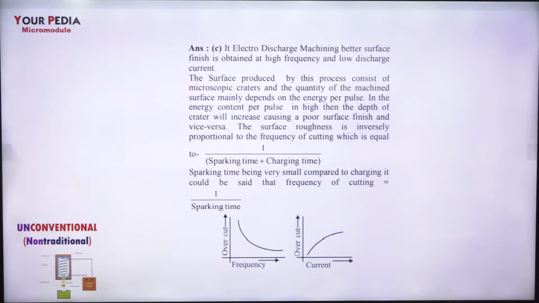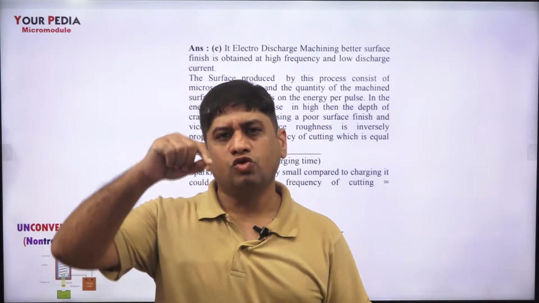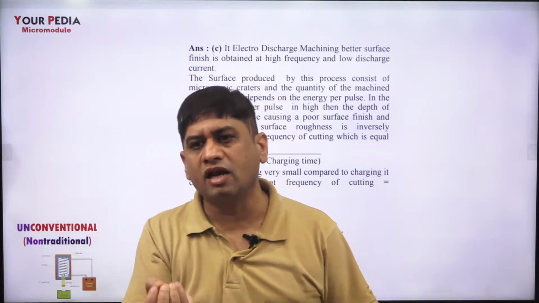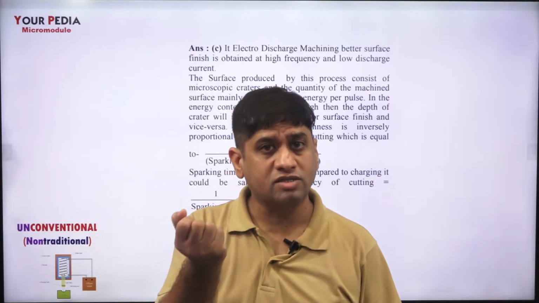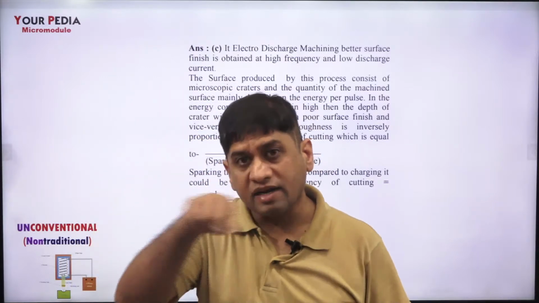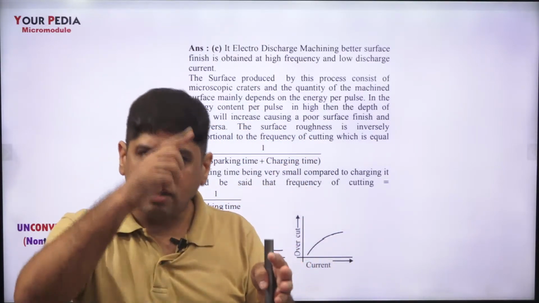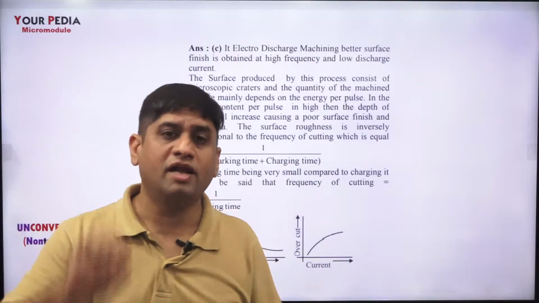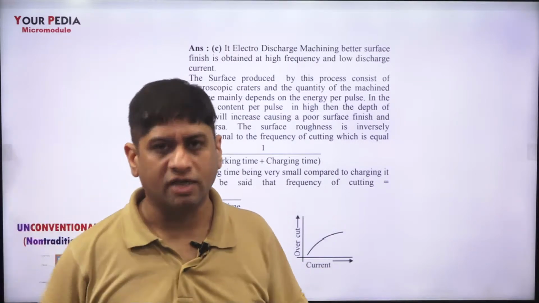So if the frequency is high but discharge is less, then you get good quality. Understand this. In electric discharge machining, you get the discharge and the material is removed through some kind of vaporization process, and a crater, a cavity, is formed. If the current supplied is more, then the depth of the crater will be more and quality will be less. So supply less current, but increase the frequency of discharge.